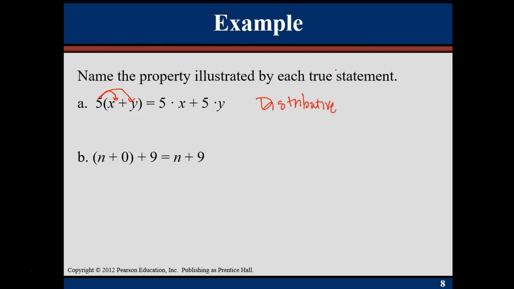Next, n plus 0 plus 9, that's equal to n plus 9. Well, I'm going to say associative property because I have n and then I'm going to say plus 0 plus 9, which is just 9. So n plus 9. So let's say associative property.